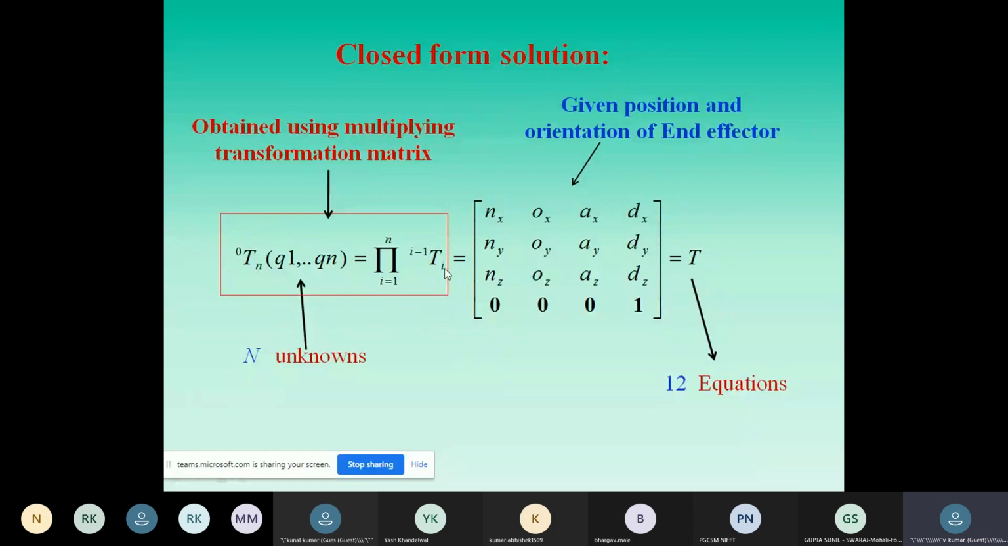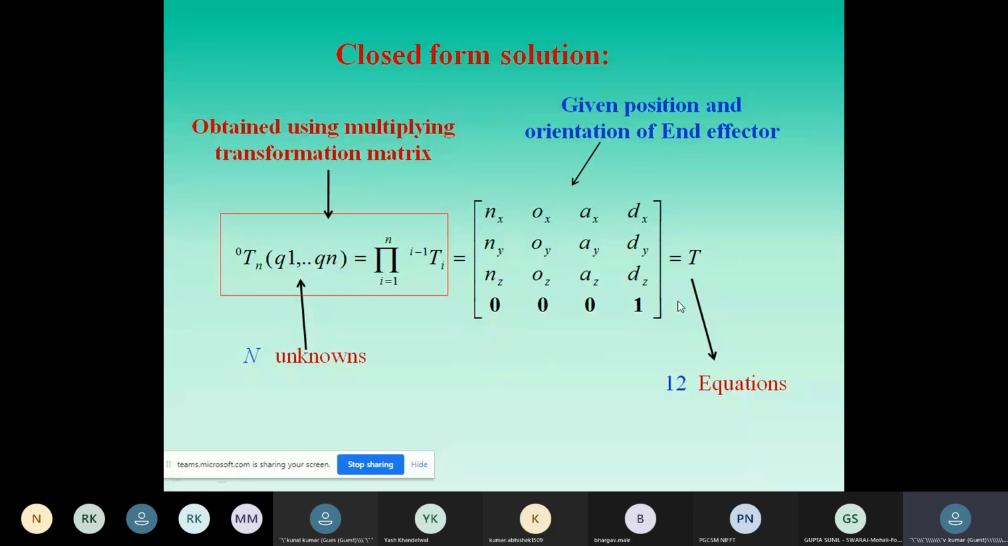The left side is the transformation matrix for any manipulator, and all of them are multiplied. This sign shows multiplication. If we multiply, then we get some matrix. That matrix is a 4 by 4 matrix. The DH parameter transformation matrix is a 4 by 4 matrix, right? So we will get a 4 by 4 matrix. That 4 by 4 matrix is equal to this blue part here.